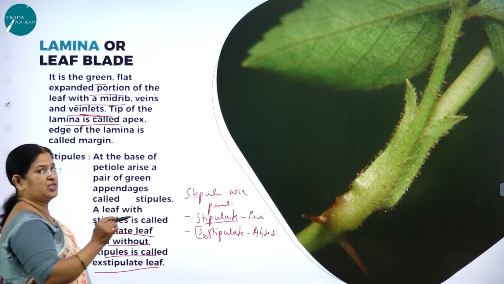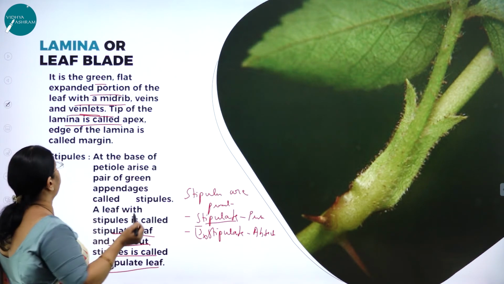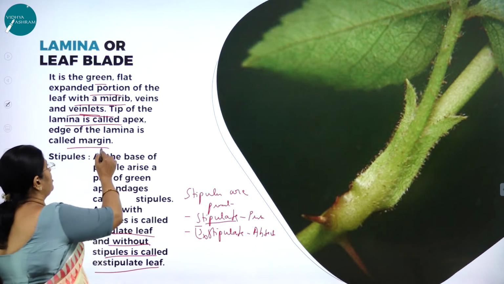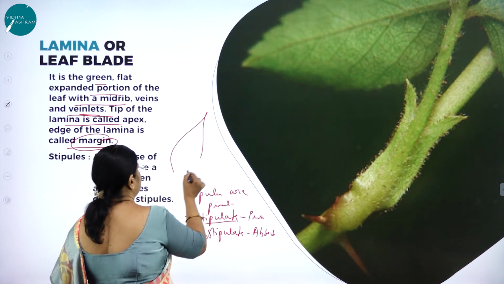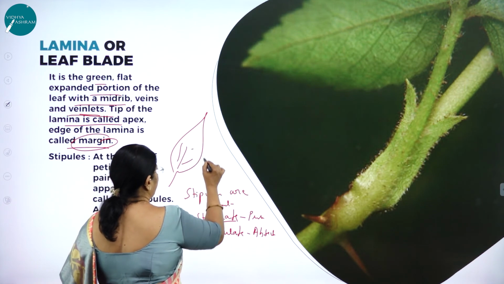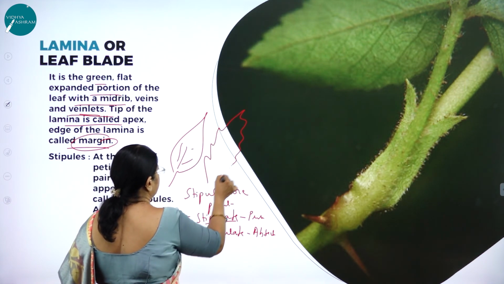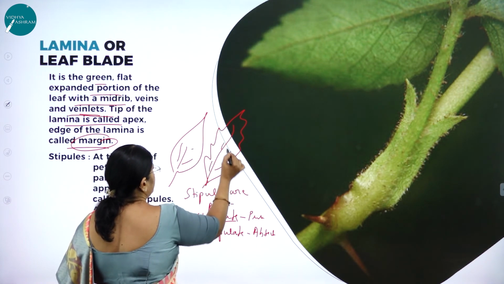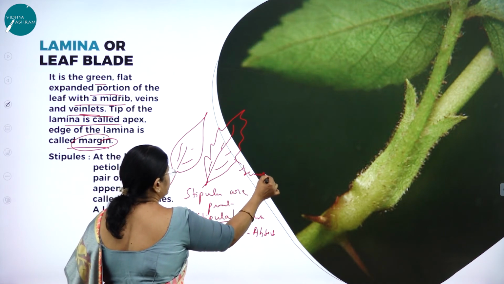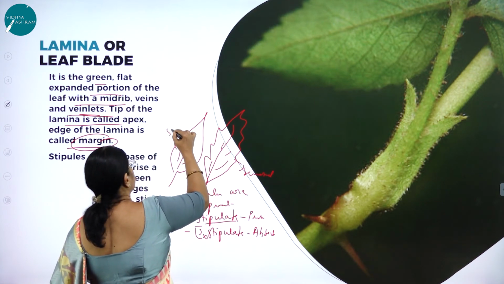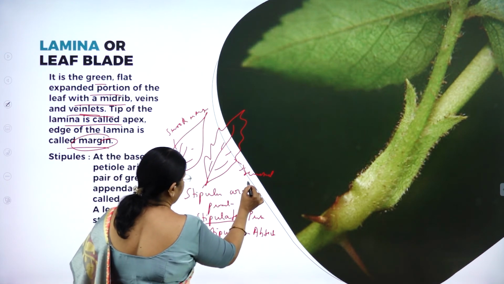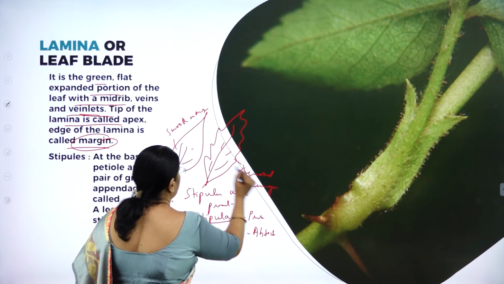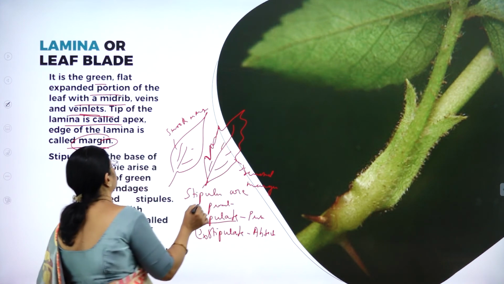Tip of the lamina is called leaf apex or leaf tip also. The edge of the leaf is called leaf margin. As I said, the leaf margin may be smooth like this, or it might be serrated like this. This is called a serrated leaf. Here you can see the smooth edge, smooth margin. Here you can see serrated margin, broken like this. It is not smooth, right?